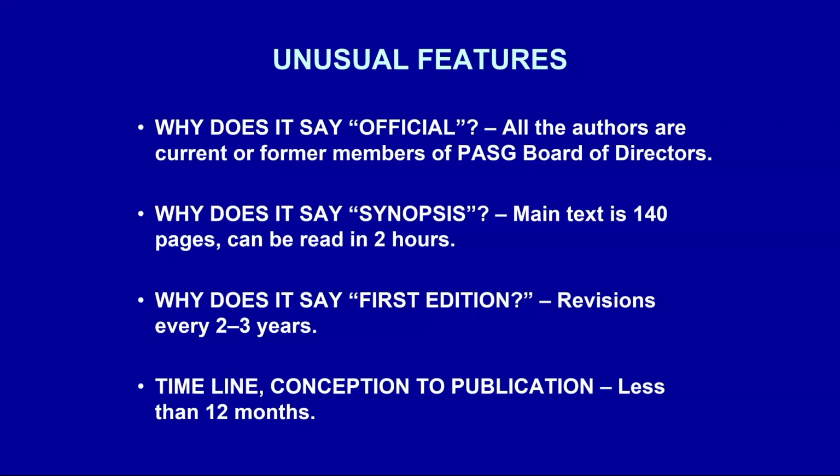Why does it say synopsis? Well, we purposefully have made this book short. There are enormous books about parental alienation, the International Handbook, the handbook that Dimos Lorandos and I did. Those books are 400 pages long, and they have 1,500 references. And we purposely wanted to make a book that a judge or a guardian ad litem or an attorney could read in 2 hours. So the actual text is only about 140 pages.